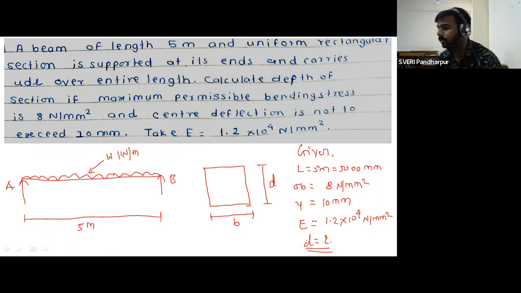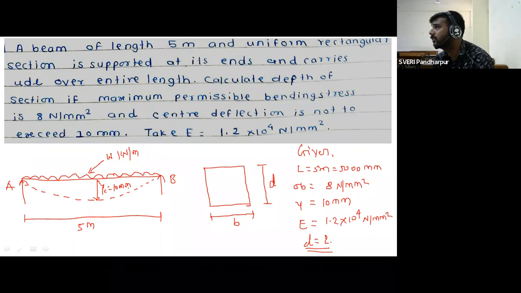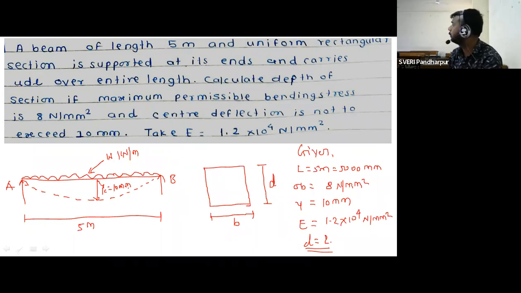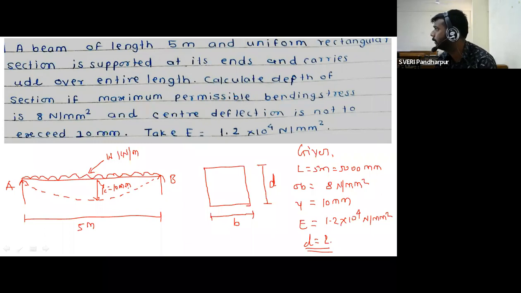Draw the figure. Their deflection is mentioned in the statement. So what if the deflection is taking place in the downward direction at the center? This YC is equal to 10 mm. They have given. And they have asked to calculate the depth of the section. Means the dimension of the beam we have been asked to find. But for the calculation of this beam dimensions, how we can use our deflection formula, that we have to understand. Using our deflection formula, we have to find the dimension of the beam, that means the depth of the beam.